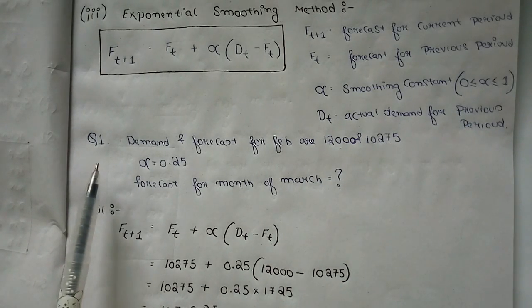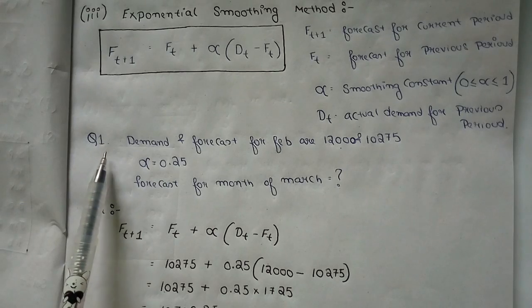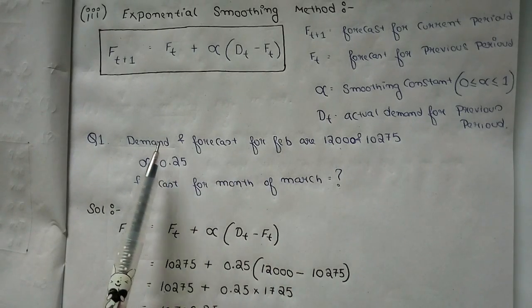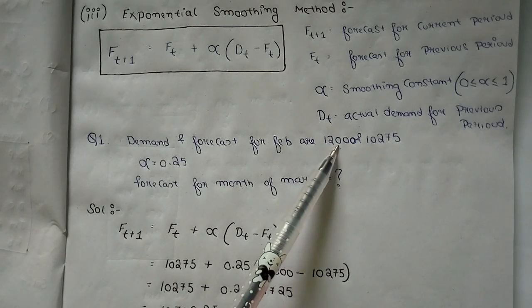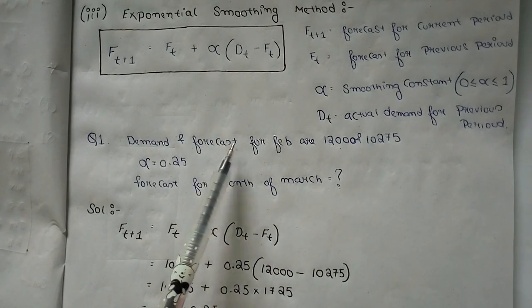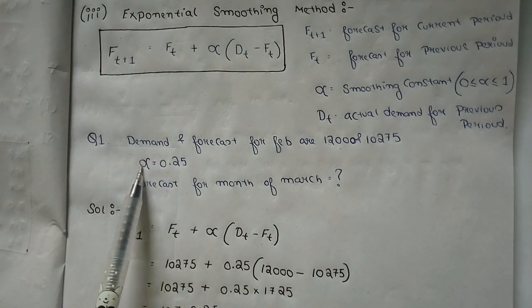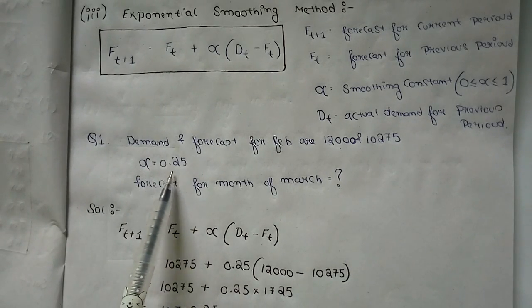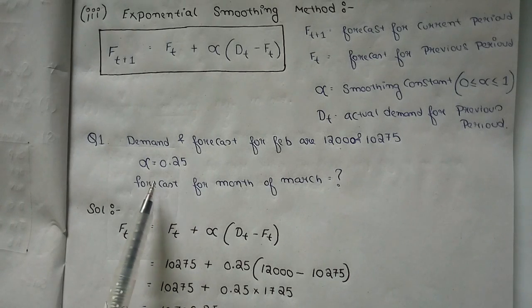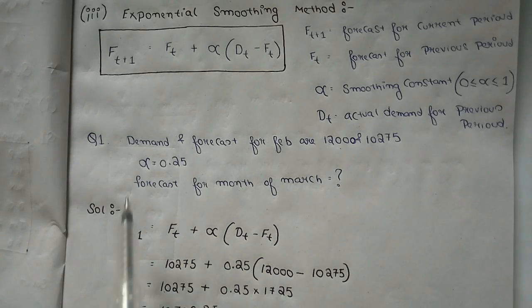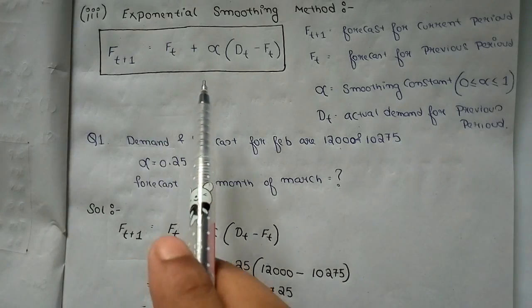So here the question is that the demand and forecast for February are given. That is, the demand for February was 12,000 and the forecasted value was 1,275. The smoothing constant value is also given, that is 0.225, and we have to find the forecasting value for the month of March. So how to find that? Just simply put all the things in the formula.